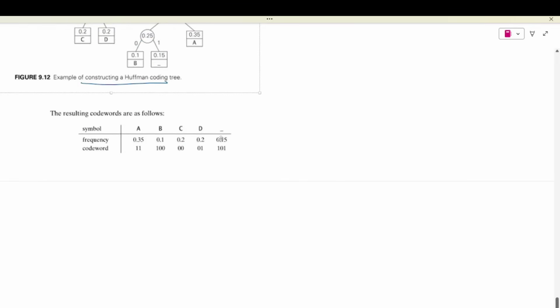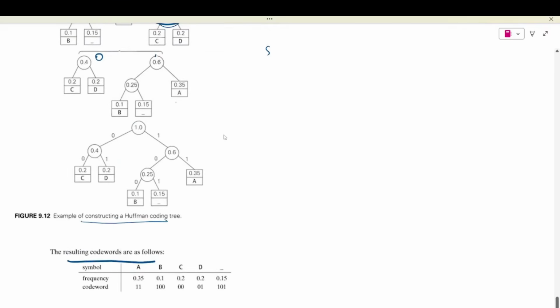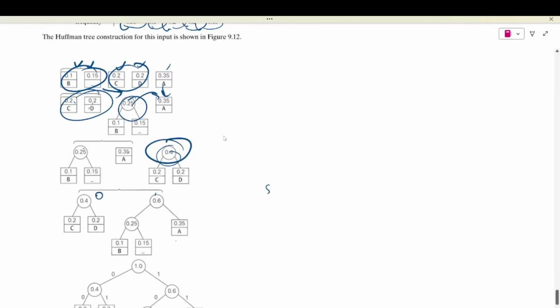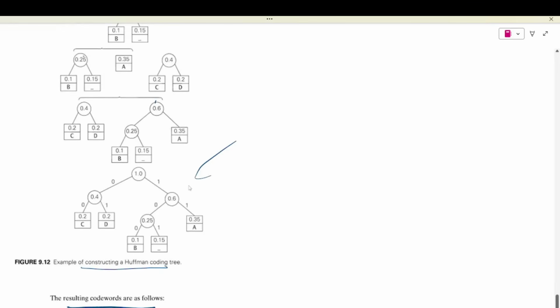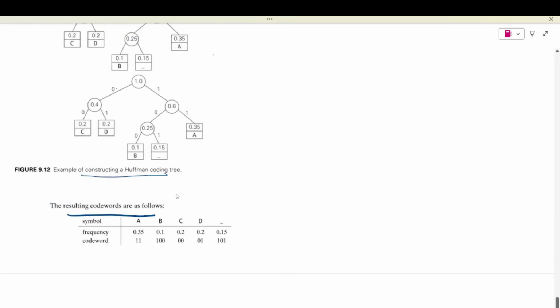Next, the resulting code word, how many times it has arrived, you will be checking. Wait, I'll be erasing this. Now in the code you can see, if it is a left branch you will be writing it as 0, and if it is right, you will be writing it as 1, and if you add the values you will be getting the code.